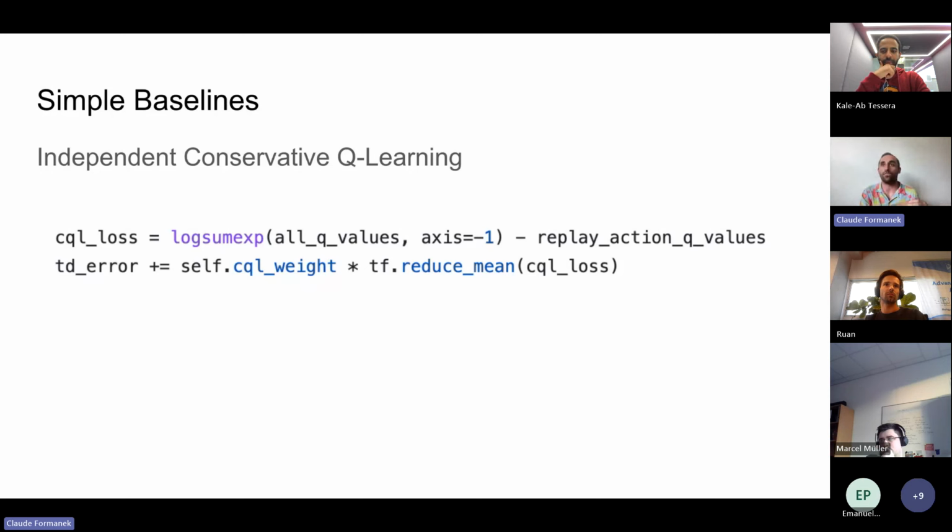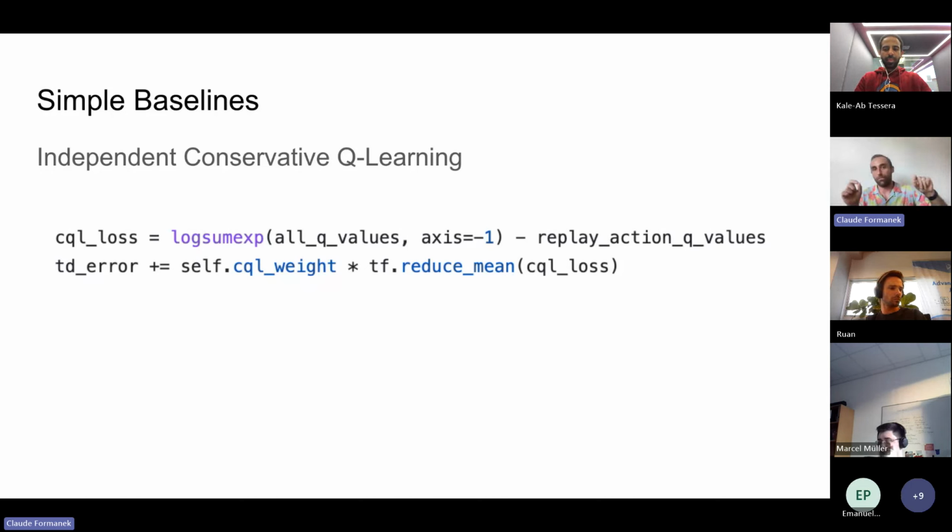And in code, it's very easy to do this for discrete actions, at least. In the continuous action space, it's slightly more complex, but also not hard. You add in this term, the CQL loss term, where you do log sum exp over all the action dimensions. So if you have 10 actions per agent, log sum exp over that dimension. And that has the effect that any Q value that's really high will be penalized the most.